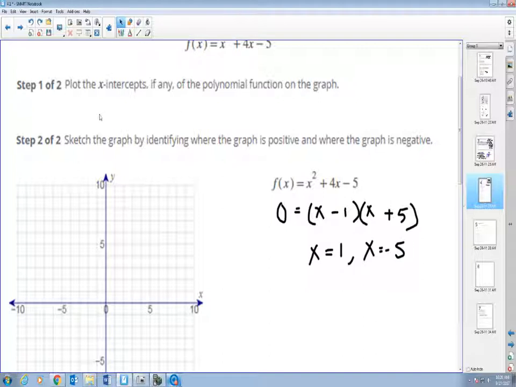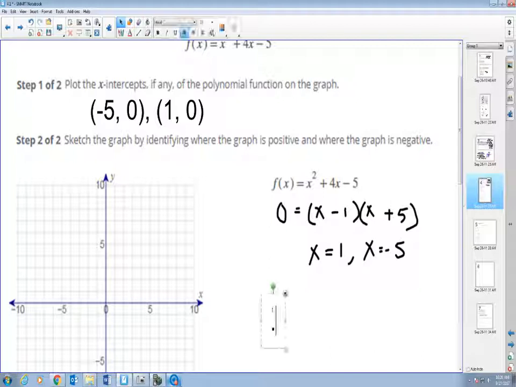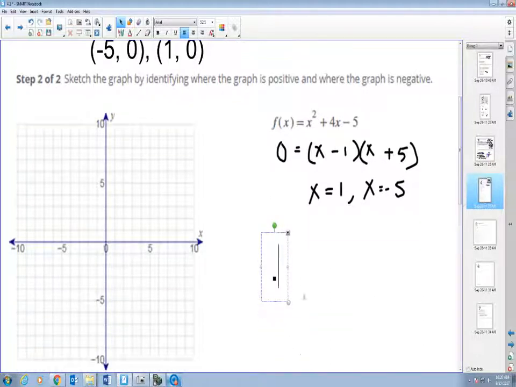So when I enter the x-intercepts, remember, x-intercepts are coordinates. So we will say negative 5, comma 0, and the other one will be positive 1, comma 0. Alright, those are my two coordinates. And I'm going to go ahead and plot them too. 1, 0 right here, and negative 5, 0.